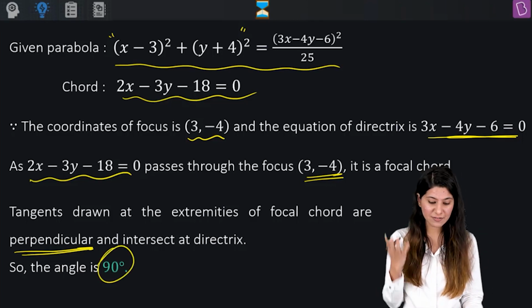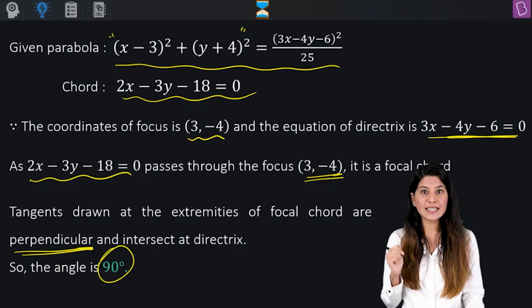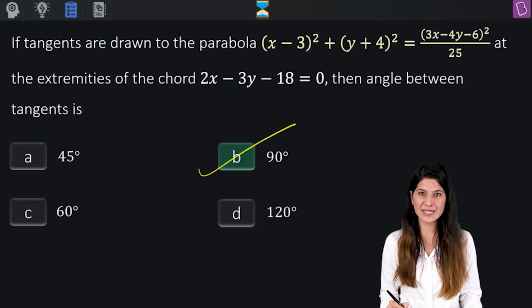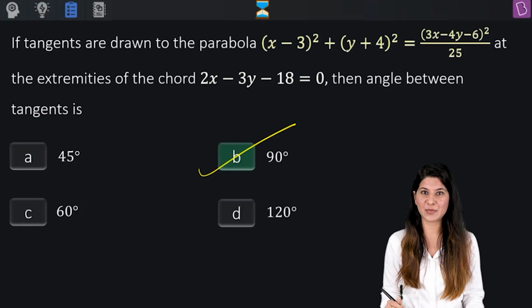But one more piece of information for you guys: they intersect at the directrix. So the final answer of this particular question is option B, 90 degrees. This is my favorite question.